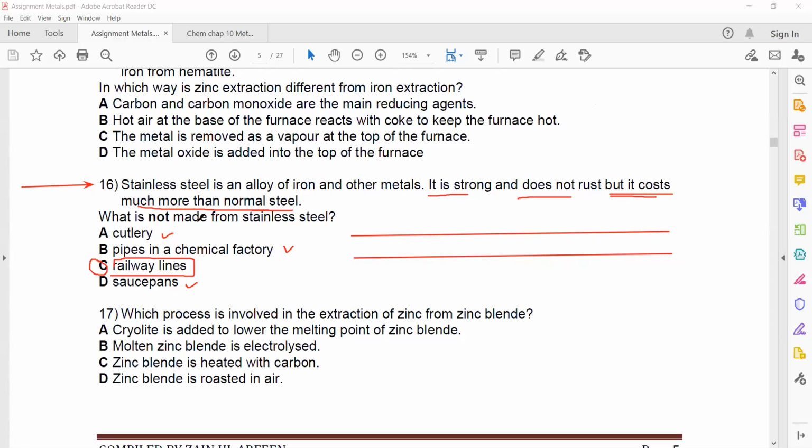So which is not made from stainless steel? The railway lines, because otherwise to put railway tracks, it will cost too much if you are using stainless steel. Is it clear? Question 16.